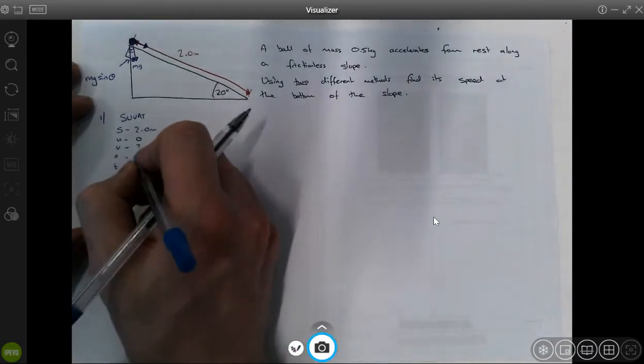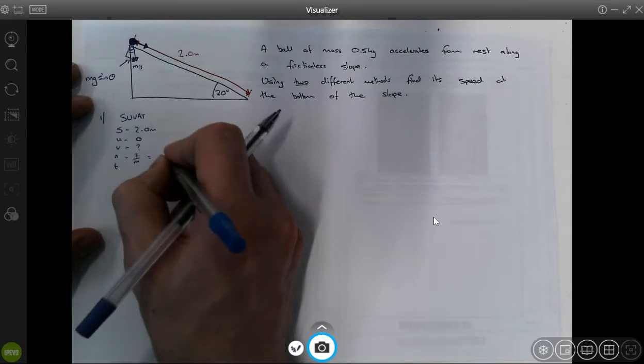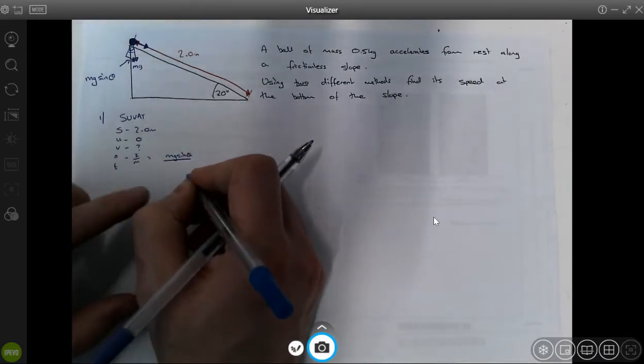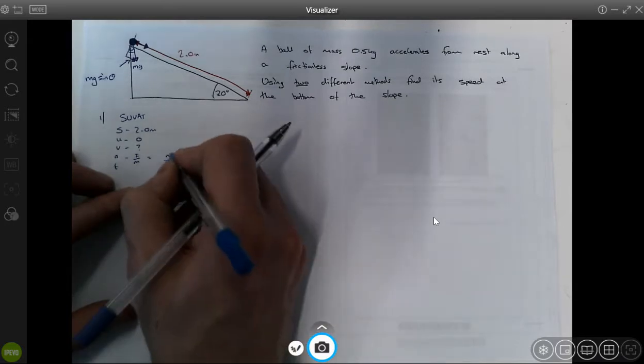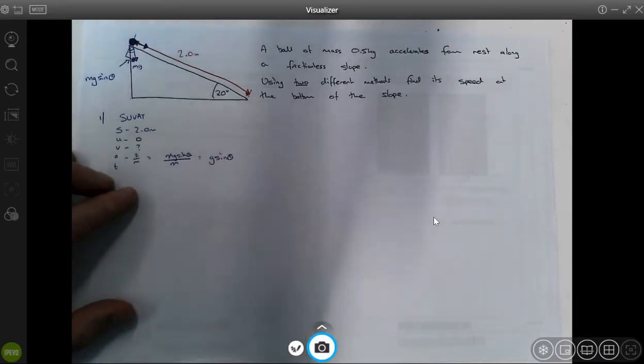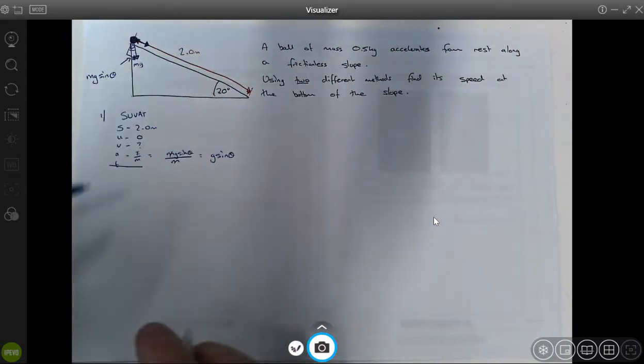What is acceleration? How does it relate to force? Well, it's force over mass. So therefore, it's mg sine theta over the mass. And you'll notice that the masses cancel. So therefore, it's g sine theta, or g sine 20 degrees. And then the time, we actually don't care about, because we have this information now, and we can start to solve it.